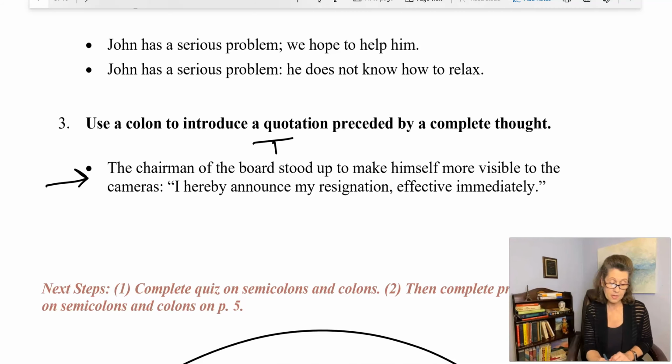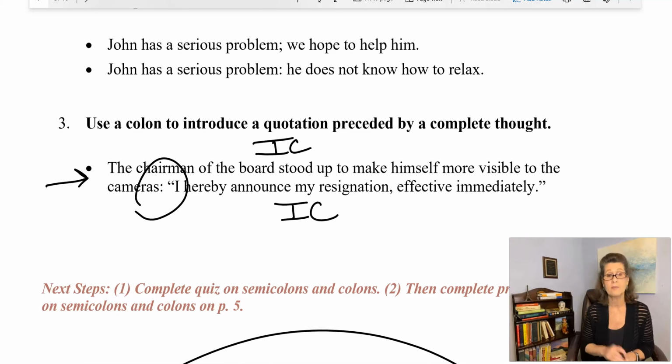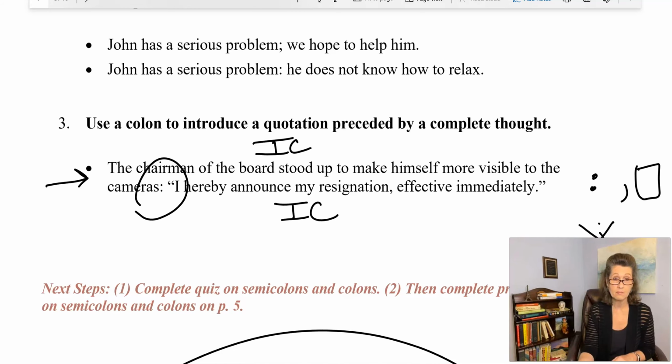So we have an independent clause leading into a quote, which is itself an independent clause. That's a perfect time for the colon before the quote. So put another way, you may have a colon before a quotation, you may have a comma before a quotation, or you may have nothing before a quotation, but you will not have a semicolon in front of a quotation. It's not going to happen.